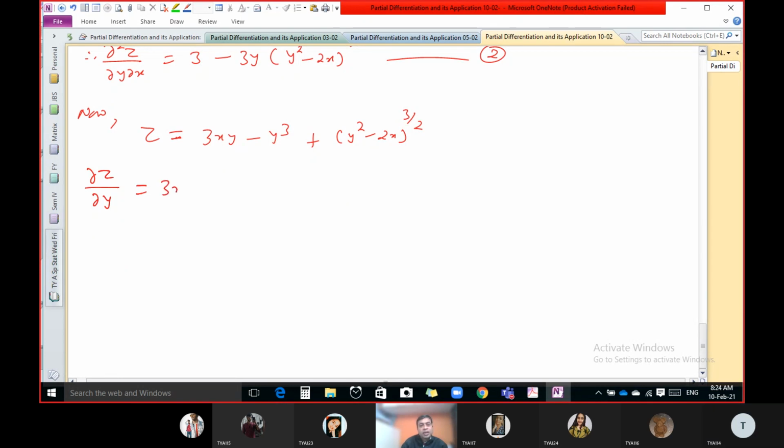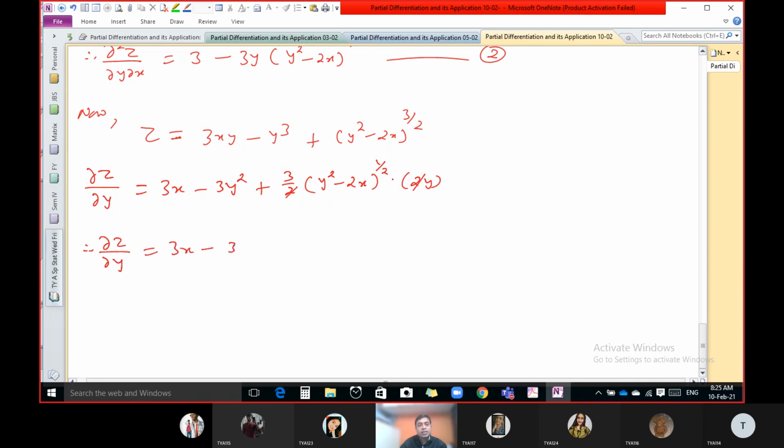3x, correct. Minus 3y square, correct. Plus 3 by 2 into y square minus 2x, raised to 1 by 2, into 2y. Very good. Because now we have to differentiate with respect to y, you can cancel this 2. So what is my final answer?